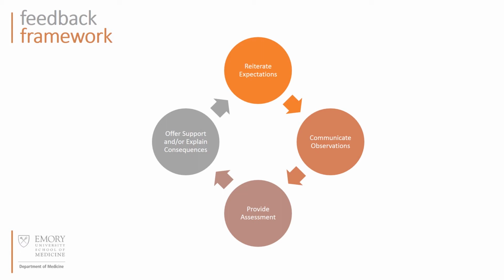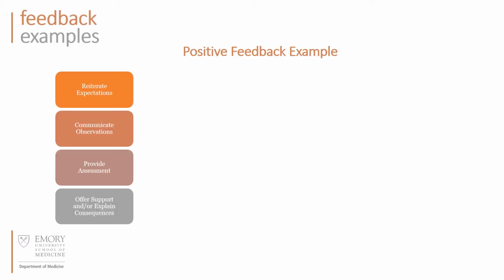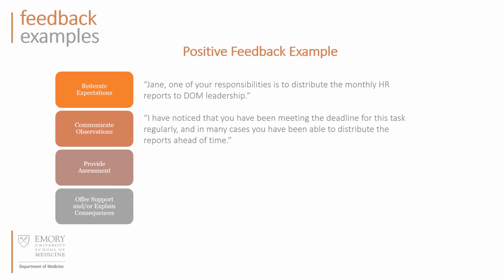Let's look at a few examples to show how this framework can be used. Let's start with a scenario where this framework can be used to provide feedback about satisfactory performance. When meeting with the employee, you would start by reiterating your expectations. "Jane, one of your responsibilities is to distribute the monthly HR reports to Department of Medicine leadership." Then, you would communicate your observations. "I have noticed that you have been meeting the deadline for this task regularly, and in many cases, you have been able to distribute the reports ahead of time."